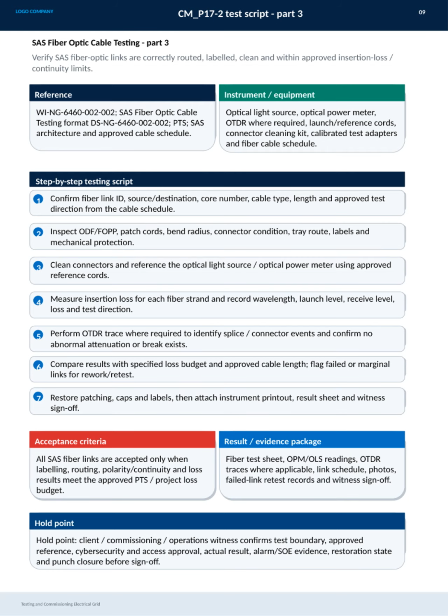Here we focus on the SAS fiber-optic cable testing as part of the electrical grid commissioning process. First, it's crucial to verify that the fiber-optic links are properly routed, labeled, clean, and meet the approved insertion loss and continuity limits. We follow a detailed testing script starting with confirming the fiber link ID, source, destination, core number, cable type, length, and test direction from the cable schedule. Next, we inspect the optical distribution frame, patch cords, bend radius, connectors, tray routing, labels, and mechanical protection to ensure everything is in optimal condition.